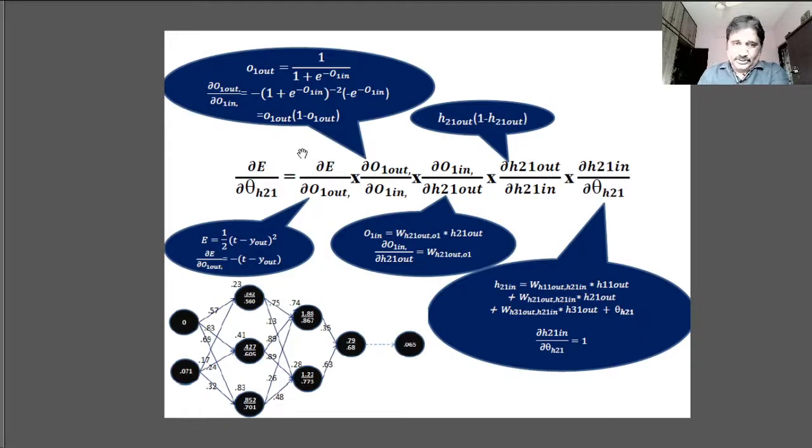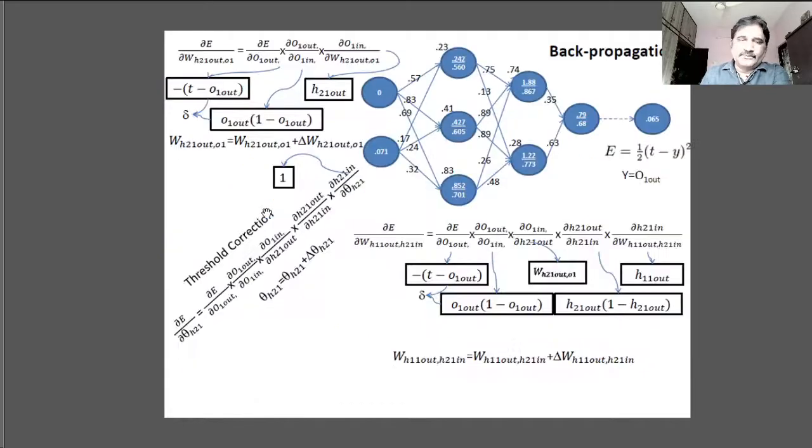Right? So here it is. This is, however, the differentiation of the error with respect to the threshold value at H21. However, we are dealing with the differentiation of the error with respect to this weight.